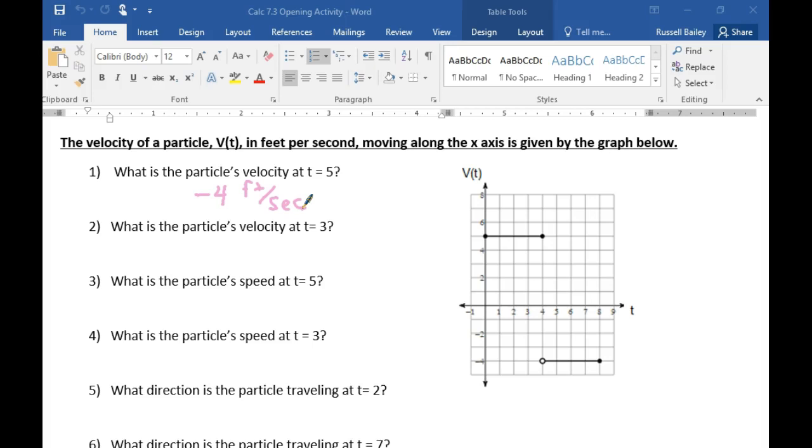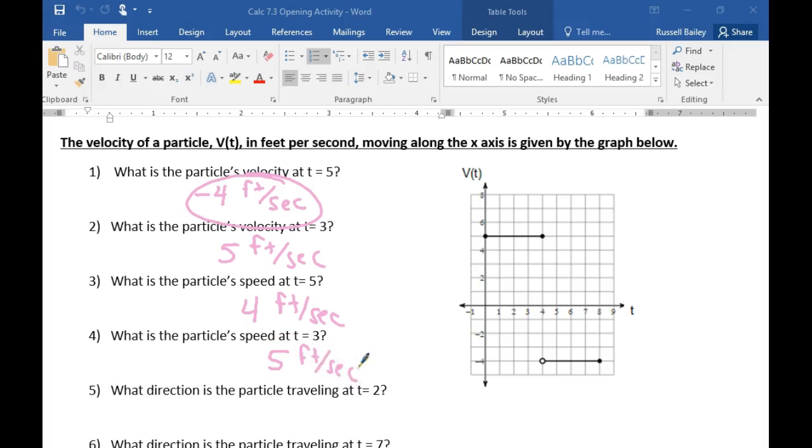What is the particle's velocity at 3? 5 feet per second. What is the particle's speed at t equals 5? Speed is the same as velocity, but doesn't pay attention to direction. So it's actually going to be 4, because it's the absolute value. So we just take this answer and take the absolute value. Speed doesn't care about direction. What is the particle's speed at 3? That one's 5, because the absolute value of 5 is still 5.